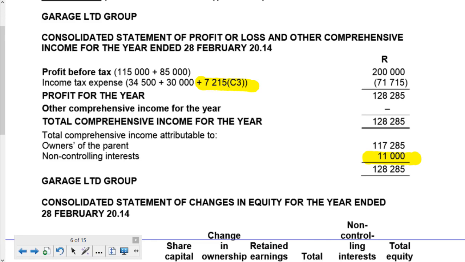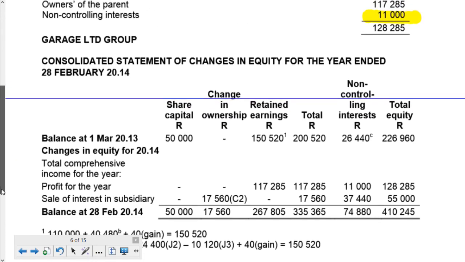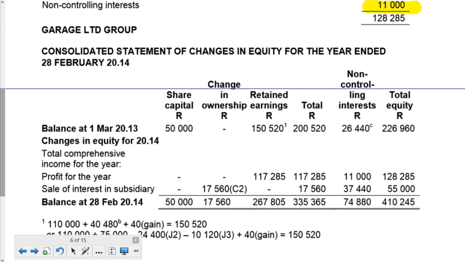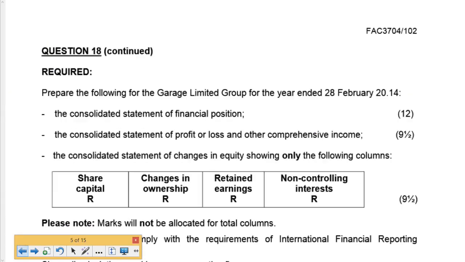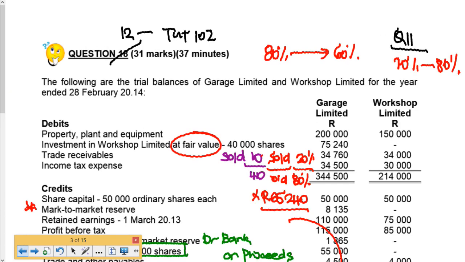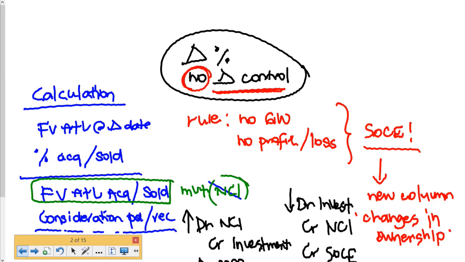Consolidated statement of changes in equity. NCI starts off at 26,440, which is the ONAC plus the 10. So if I go back to my calc, I should have maybe just done a beginning of year NCI.